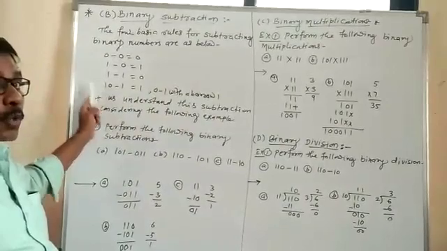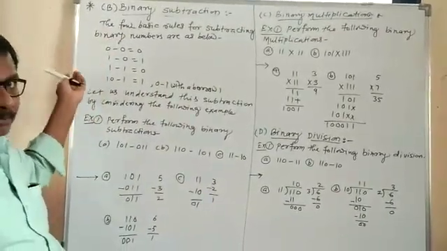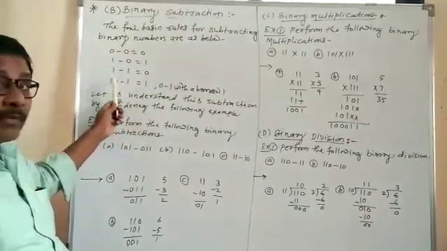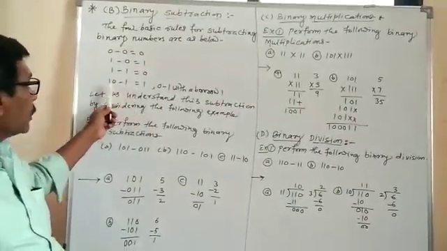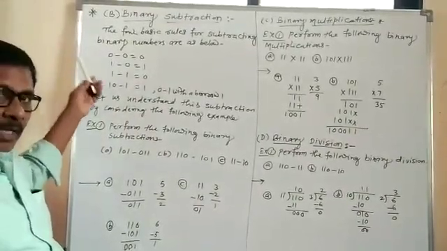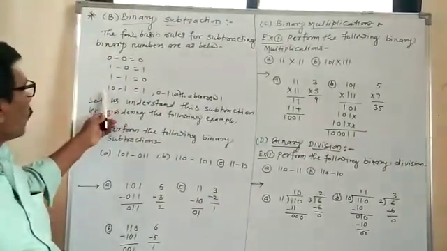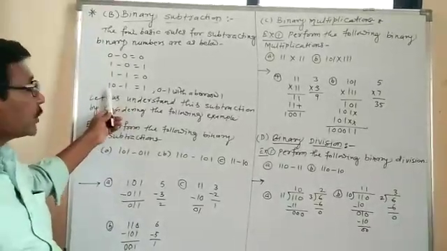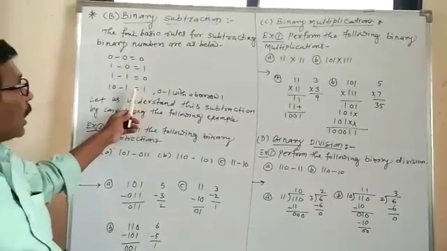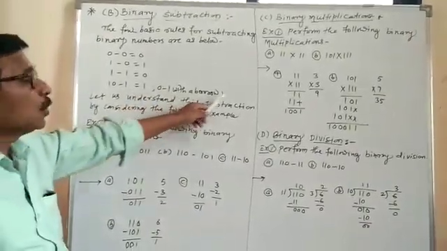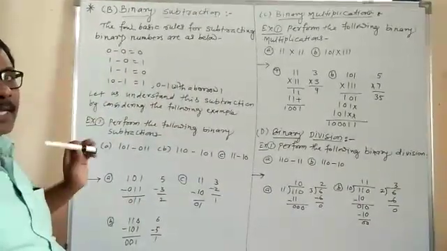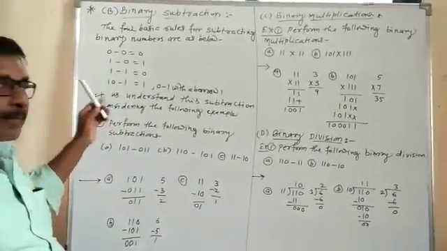That means 1 is borrowed from the left column. In this operation, when we take 0 minus 1, we have to borrow 1 from the left column. So 10 minus 1, where 10 is actually decimal 2, gives 2 minus 1, which is 1. And here we have to borrow 1. These are the four rules used in binary subtraction.